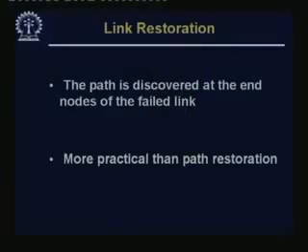The path is discovered at the end nodes of the failed link. So, this may be more practical than path restoration, because you have both path restoration and link restoration. Path restoration means the path may be long, and finding an alternative may be more difficult, whereas links are between adjacent nodes, so they may quickly find an alternative.